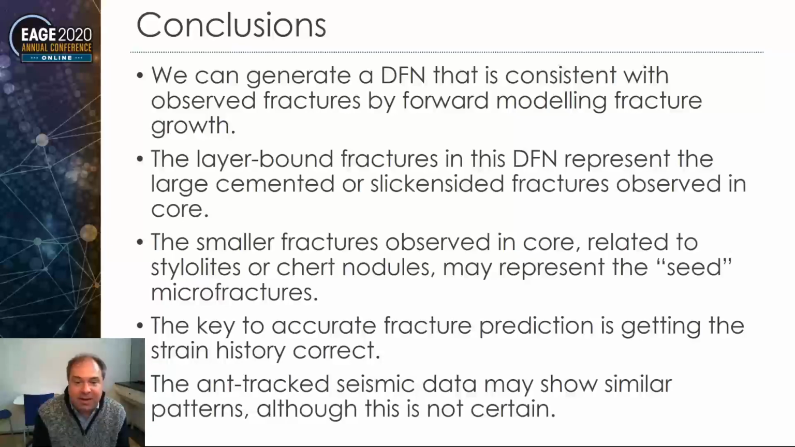And the key to getting an accurate fracture prediction is to get the correct strain history. And finally, we've shown that the AntTrack seismic data may show some similar patterns to the modelled fractures, although there's more uncertainty in this case.